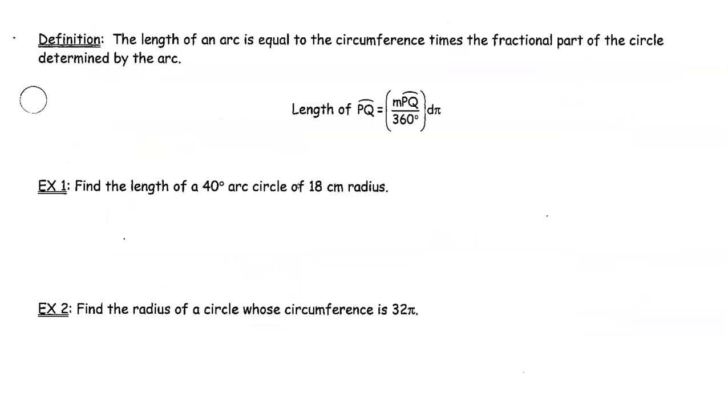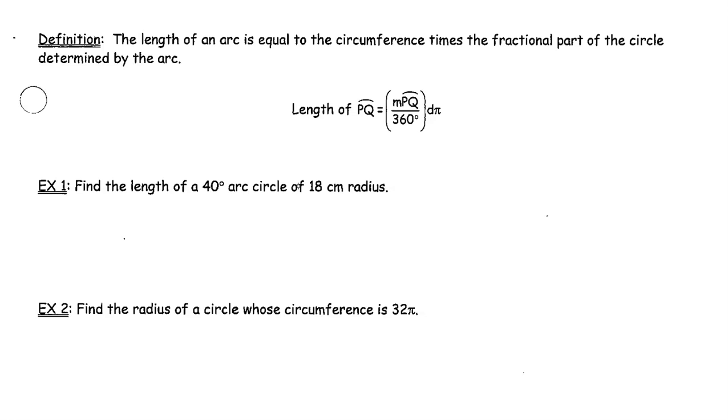Okay, so now on to page 23. So now we're going to talk about an arc length. So we've been talking about the measure of the arc, but what if we wanted to actually measure the distance between the 2 points of an arc of a circle. So the length of an arc is equal to the circumference times the fractional part of the circle determined by the arc, right? Because the arc is going to take up a piece of the circle, so it's taking up a piece of the circumference.